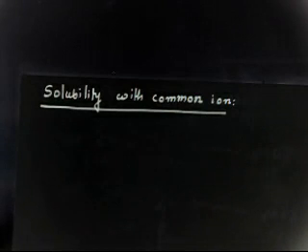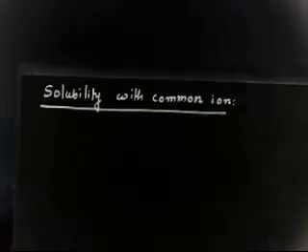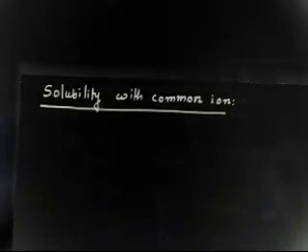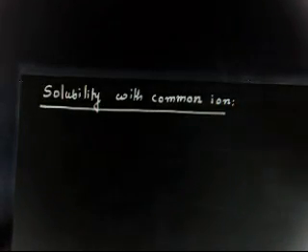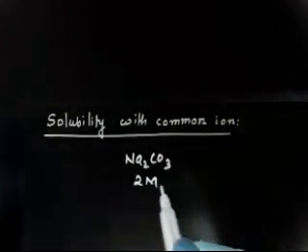Okay, let us discuss this problem. This is an easy problem. It is related to the common ion effect. The question says a 2m solution of Na2CO3. So I have Na2CO3 and the concentration is 2m.